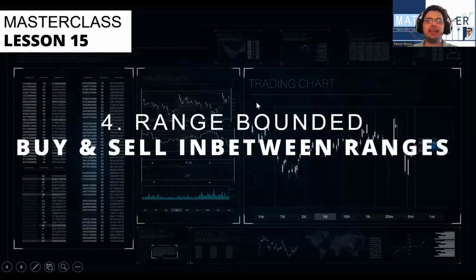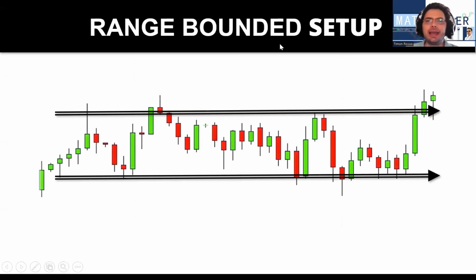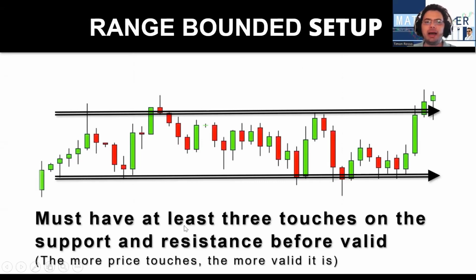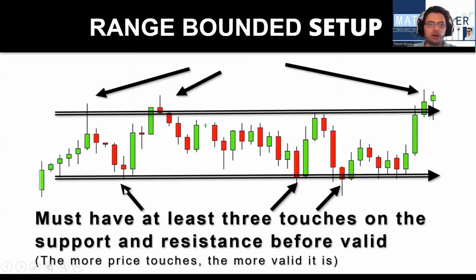Masterclass lesson 15, range bounded: buy and sell in between ranges. So you have a range-bound setup where there must be at least 3 touches on the support and resistance line before it is considered a valid setup. So the more price touches that there are in the resistance and the support, the more validity this setup has for this type of trader. So you can see that there are 3 lows and 3 highs, which establishes that there is some buying activity and selling activity that can take place for a range-bound trader.